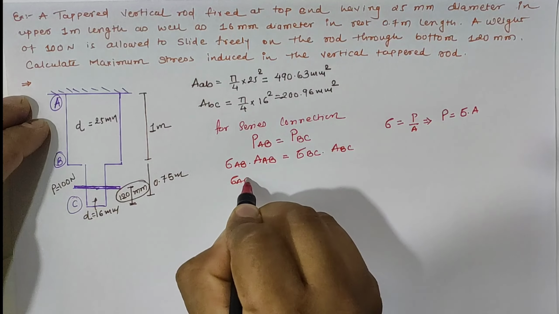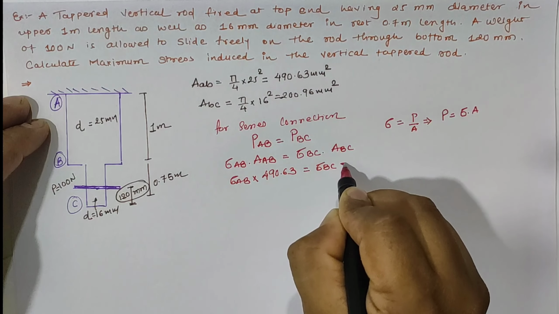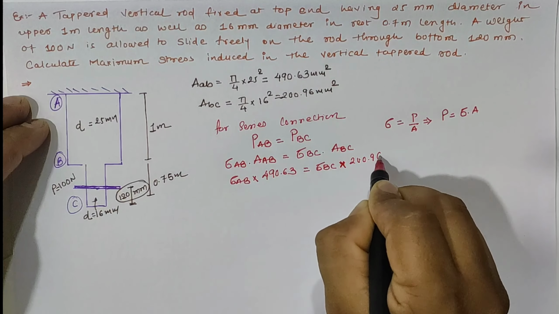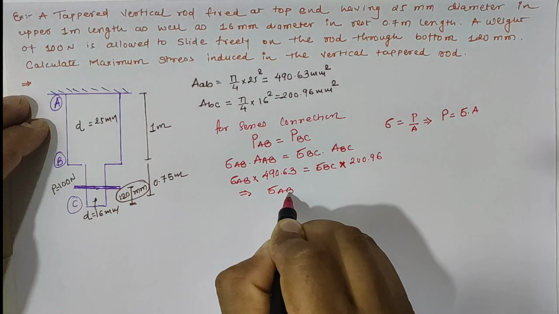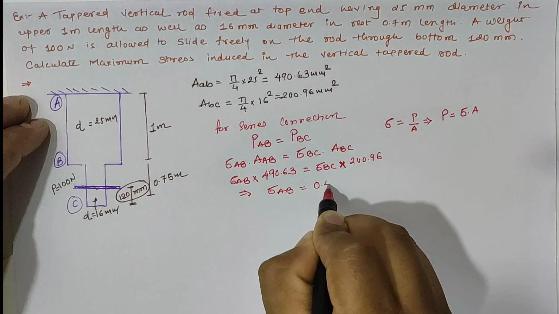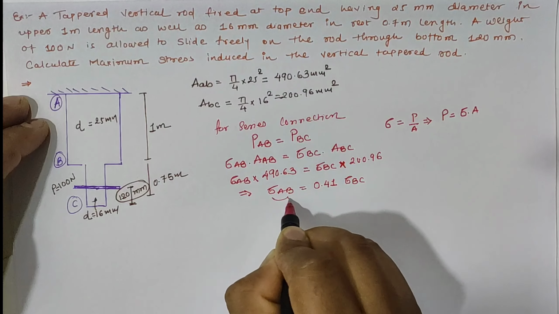Hence we have the relation sigma AB equal to 0.41 times sigma BC.